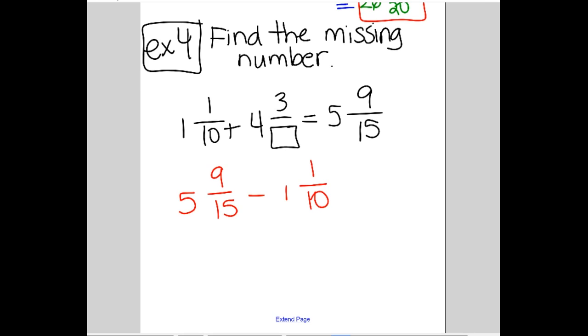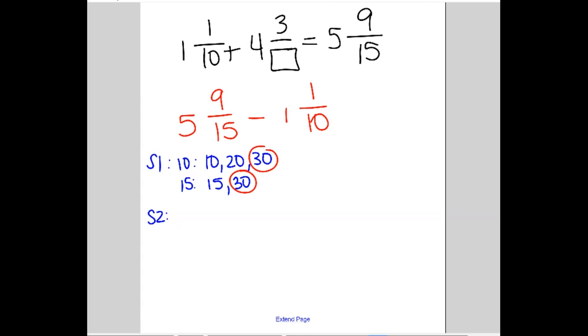Okay, so looking at this is not going to be simple for us because our 15 and 10 are not the same. So let's get our common denominator. Step 1, common denominator, we got 10s, and then we have 15s. 10, I know 10, 20, 30. Oh, ding, ding, ding. I know 15 times 2 gives me 30. So there's our common denominator. It's going to be 30. I do have to change both of them. So step 2, make equivalent fractions.